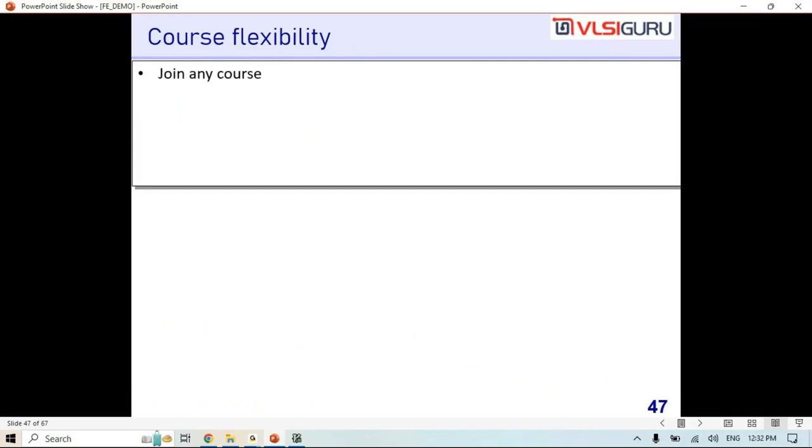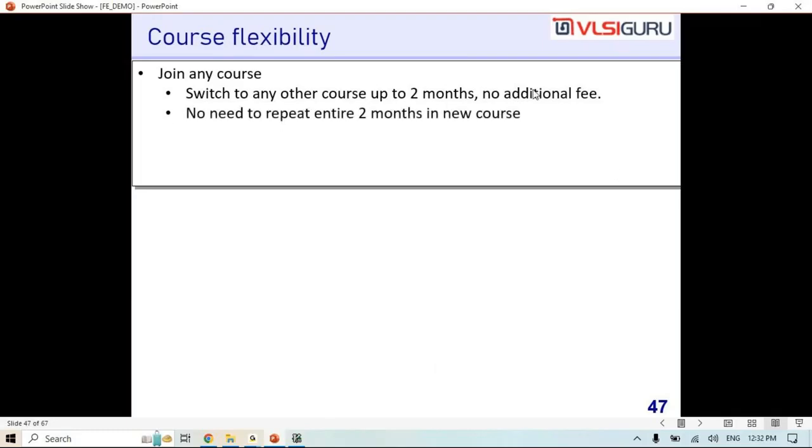The course offers you flexibility. As I said, you join any course, you can switch to any other domain within 2 months. You won't miss the topics. You may ask, will I miss the 2 months? No, you will join into the next batch. You only miss 1 month, so you join into the next batch. No additional fee, no need to repeat the entire 2 months.